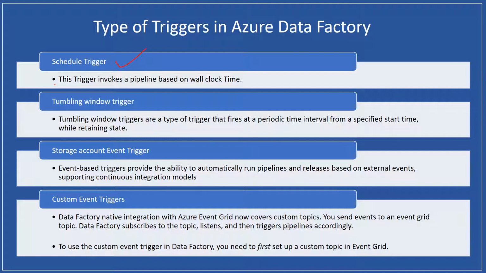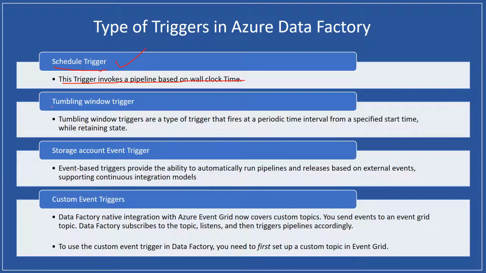As it sounds from its name, the schedule trigger invokes a pipeline based on a wall clock time. Maybe if you want to execute a pipeline every day at 5 p.m., then we can use a schedule trigger and that pipeline can be executed at the mentioned time every day. Maybe every day, every week or every month, or whatever frequency we want, we can go ahead and set up a frequency and this schedule trigger will invoke that pipeline. It's simply straightforward. We are just scheduling like an alarm.